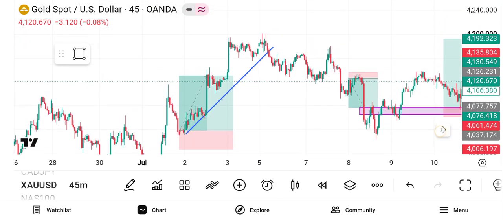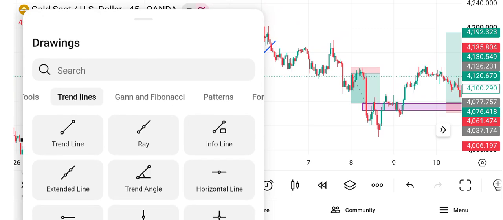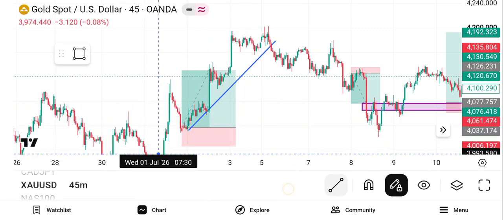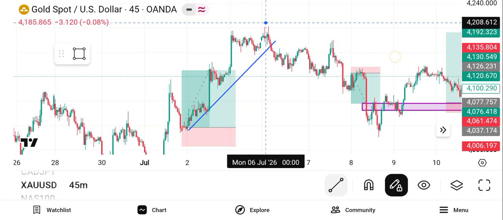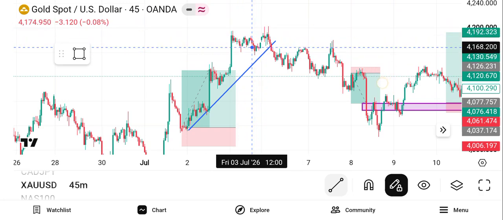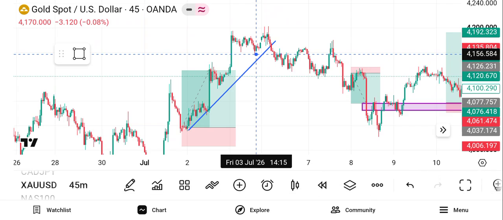So this is it. Gold was trending up, creating a series of higher highs, higher lows, higher highs, higher lows, higher high, higher lows, and this is the last high. And then this is the last low. Alright, so let me zoom it.